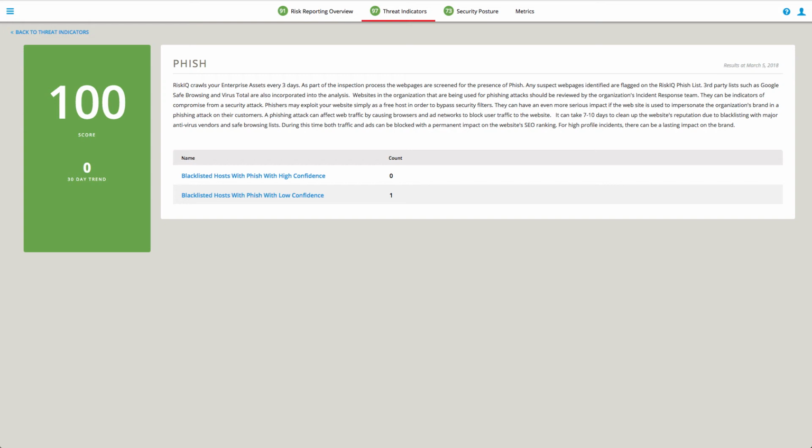The subcategory phish. RiskIQ crawls your enterprise assets every 3 days. As part of the inspection process, the web pages are screened for the presence of phish.